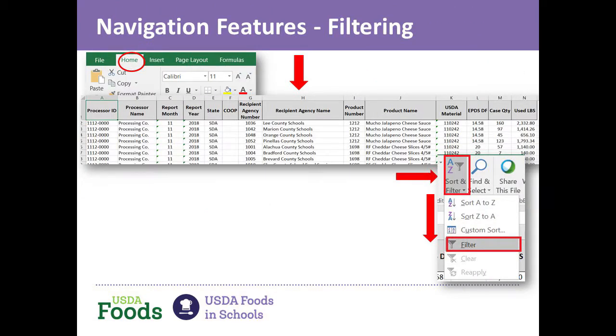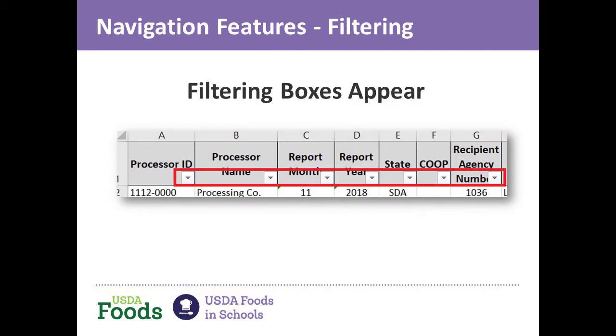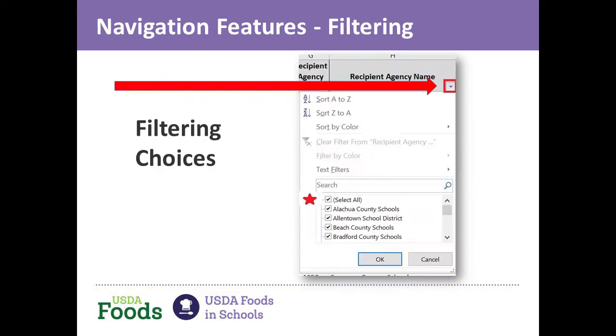The filtering navigation tool is something you will use frequently. In this example, we are going to filter by recipient agency name on the Usage Part B tab. Select the entire header row. Then go to the Home button on the ribbon at the top of the SDA MPR. You should see the Sort and Filter button. After clicking on the button, click the word Filter. These are the filtering drop-down arrow boxes. In our example, we will filter the results by clicking on the recipient agency name filter box.